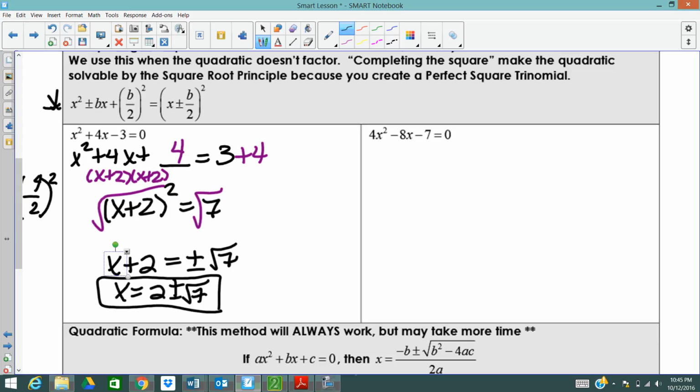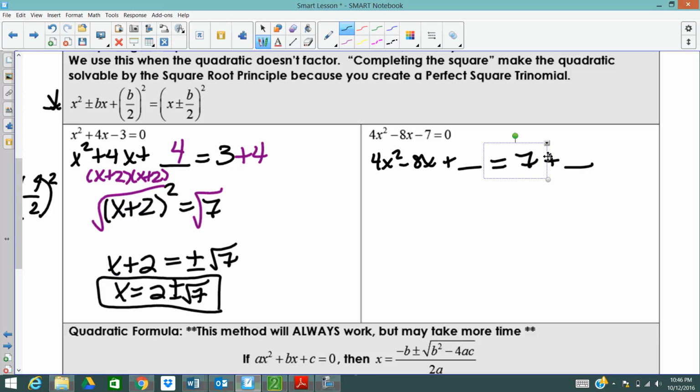Example 2 is another example. If you try and factor it, it's not going to factor. So let's solve this, instead of the quadratic formula, by completing the square. So we have 4x squared minus 8x plus something is going to give me 7. Move that constant over to the other side.